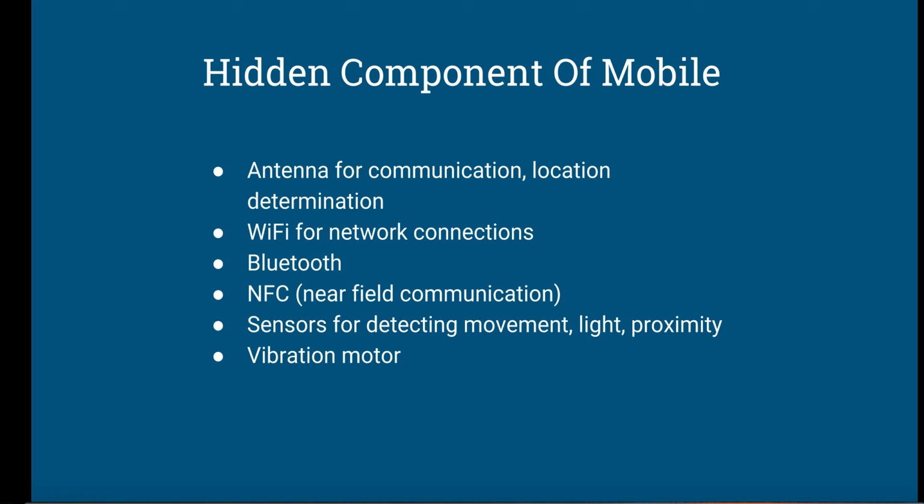Wi-Fi for the network connection, internally there is a Wi-Fi antenna. Bluetooth, NFC (near field communication), sensors for detecting movement, light, proximity. All these sensors, vibration motor. So these are the hidden things inside the mobile which we generally don't focus on. But these are very important aspects whenever you test your application, so you should keep at the back of your mind that the mobile consists of this many components.